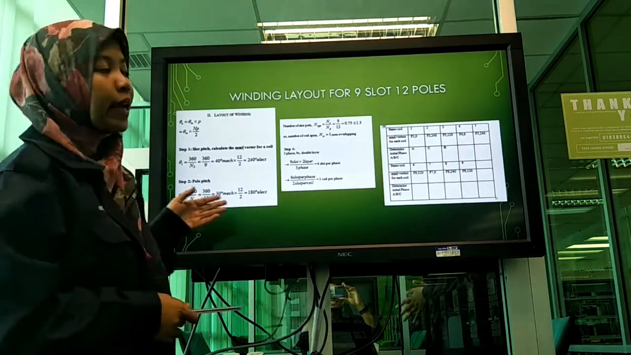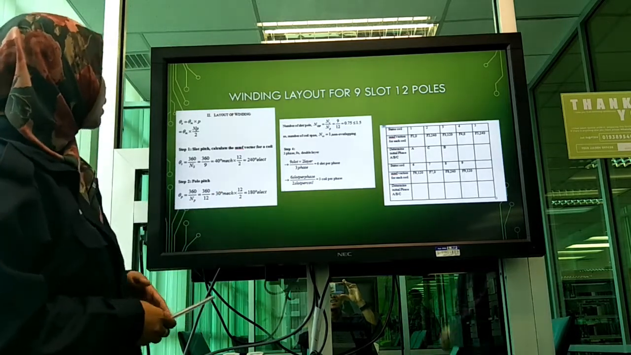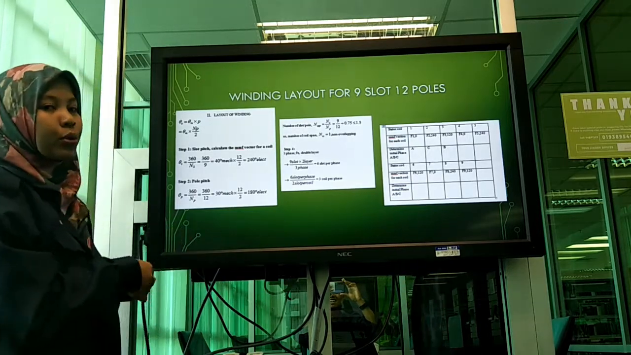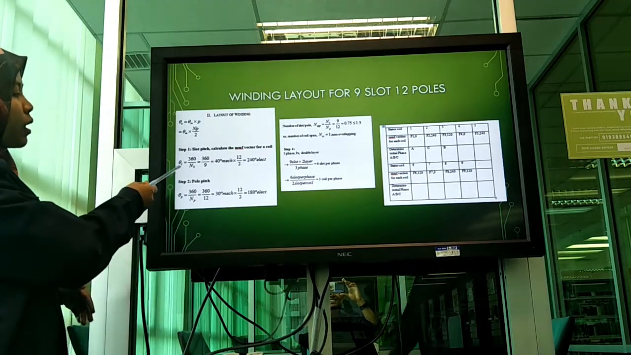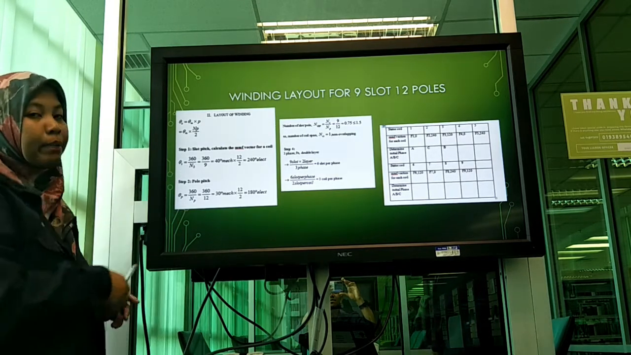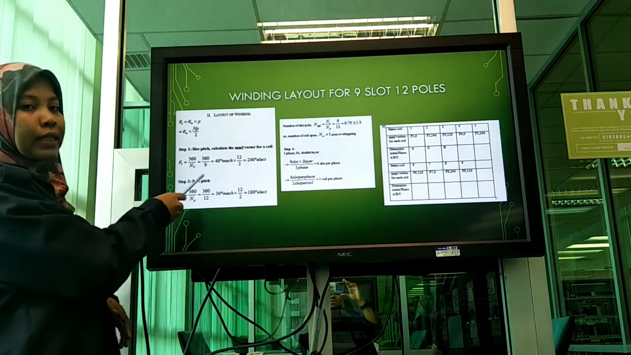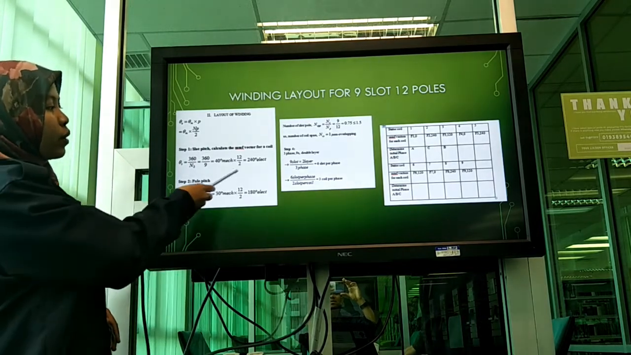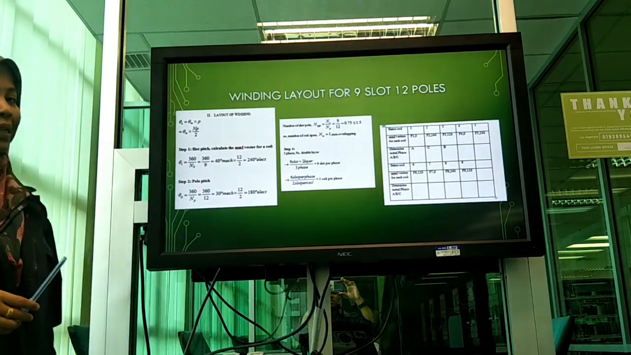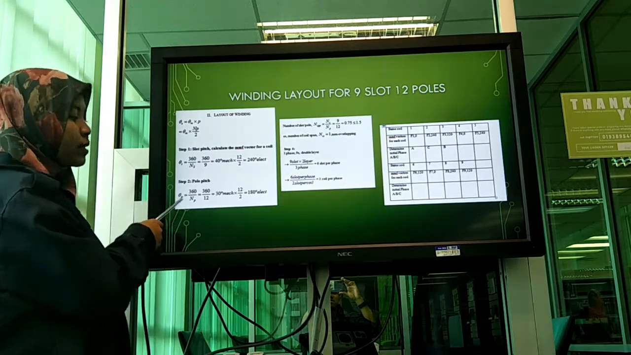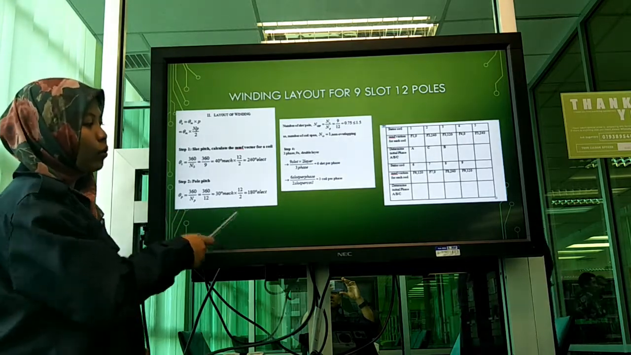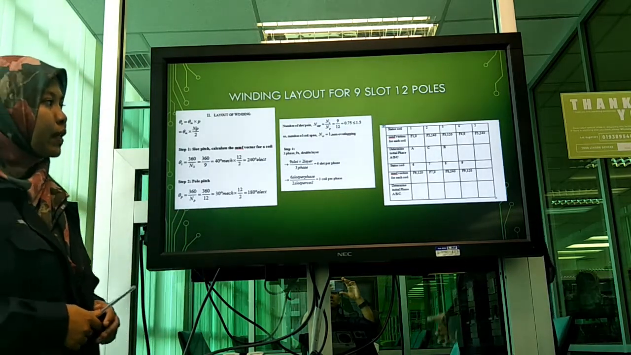This is our winding layout for 9 slots and 12 poles. First, we need to calculate the slot pitch, which is 360 divided by the number of slots, and we get 40 degrees mechanical and also 240 degrees electrical. For the pole pitch calculation, we use the formula 360 divided by the number of poles, then we get 30 degrees mechanical and 180 degrees electrical.